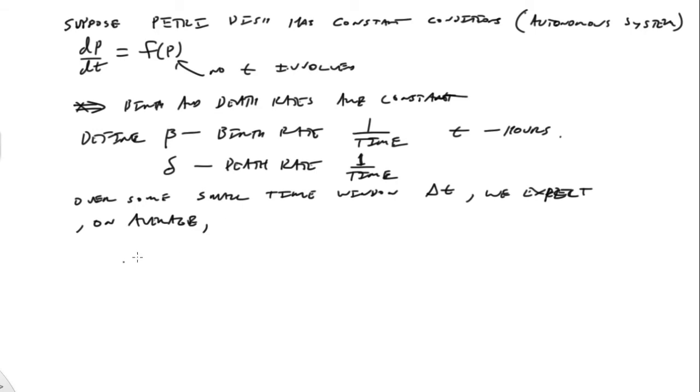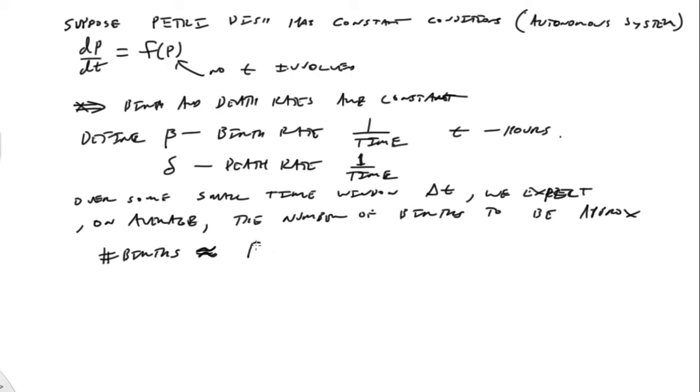the number of births to be approximately, and I'm going to put this approximately here. I'll make a little squiggly equal sign there. It's going to be approximately the birth rate times the number of individuals at a particular time when we start. Okay, a time window t, and I should put in here at time t, okay, times delta t.